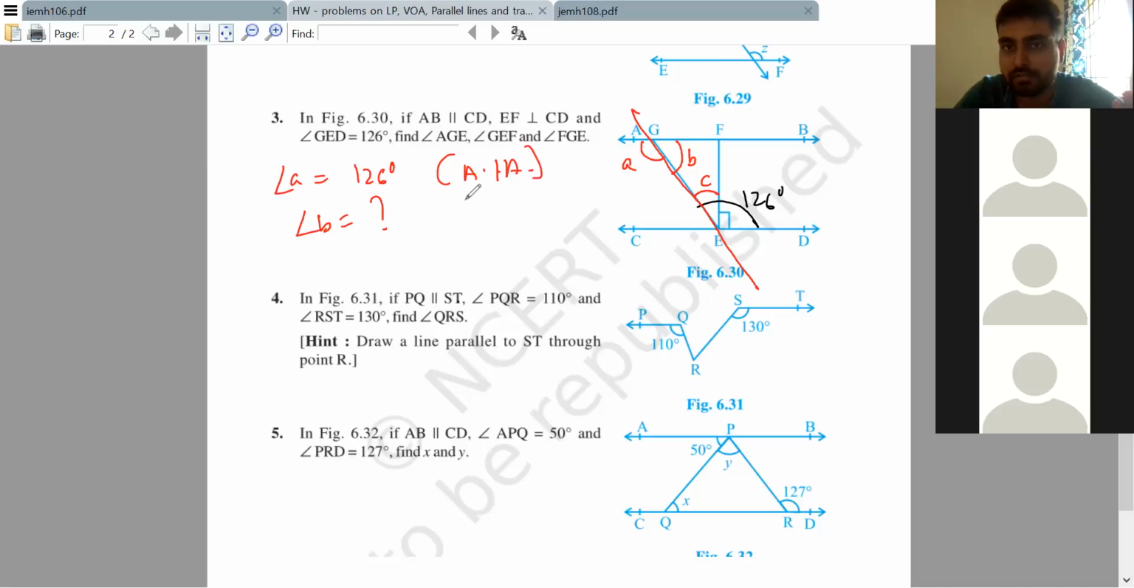Angle A you got. Can you find angle B? Yes, sir. Linear pair, 180 degrees. Great. How can you find angle C? 126 minus 90 degrees. Perfect. Okay, 126. Got it. All right.